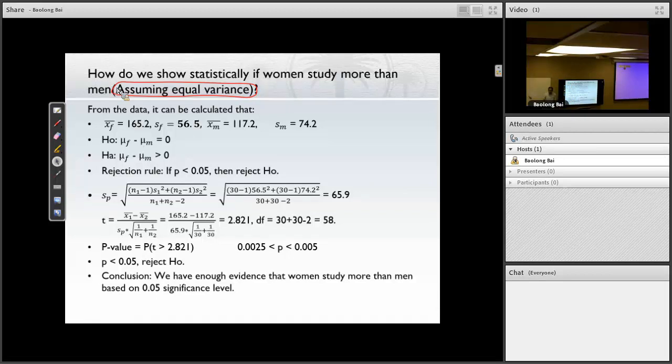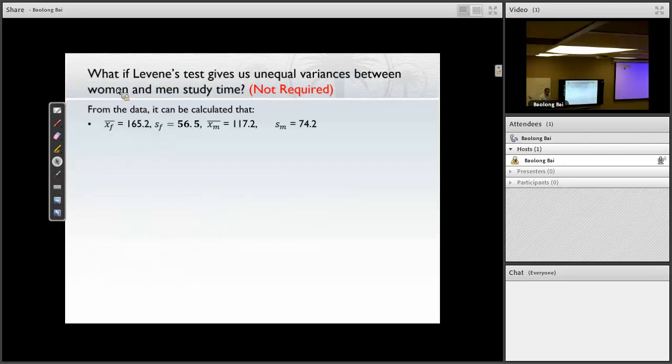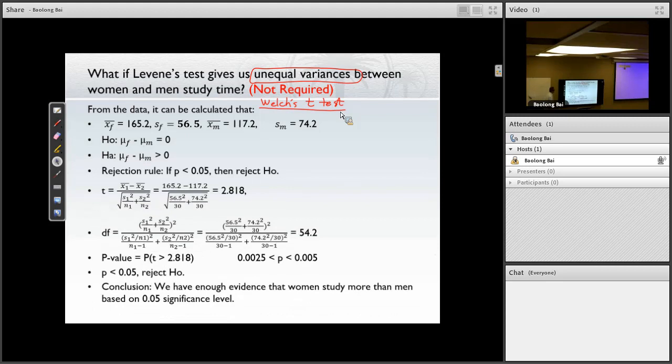Even though this is not required, I'm going to tell you how to do Welch's t-test. What if we're saying that the variances are unequal? Then we need to do a Welch's t-test. Then what will be the procedure? This is not required, again, but your hypothesis will be exactly the same. Female study more than male, that's the alternative hypothesis. Female study the same as male, that's the null hypothesis.